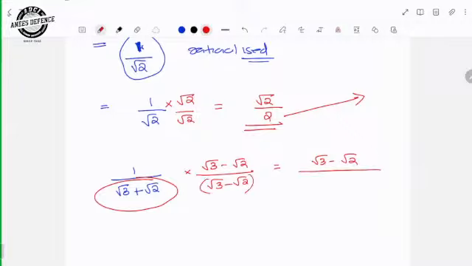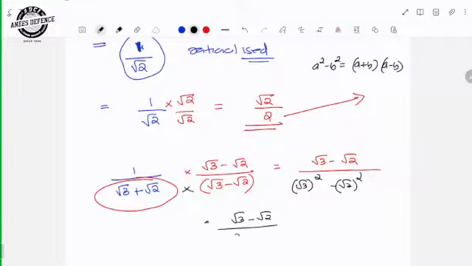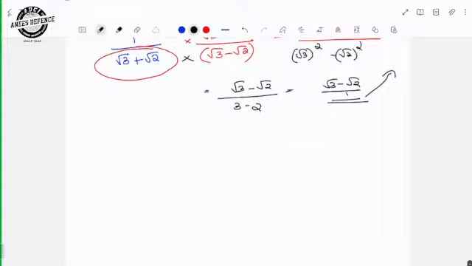So 1 into root 3 minus root 2, over root 3 plus root 2 into root 3 minus root 2. By using the basic identity, a square minus b square is equal to a plus b into a minus b, this can be multiplied. So we will be getting root 3 square minus root 2 square. So you will get the answer root 3 minus root 2 by 3 minus 2, so root 3 minus root 2 by 1. 1 is a rational number. So again you converted the denominator into a rational form. So this is the idea. And one more question we can do.